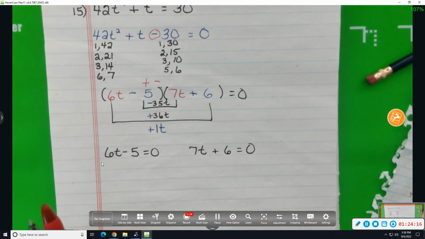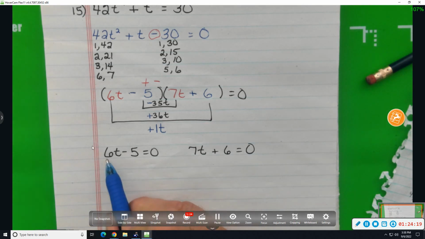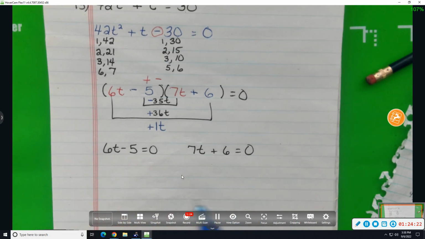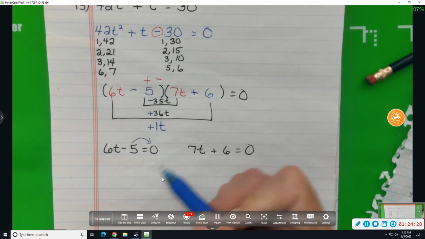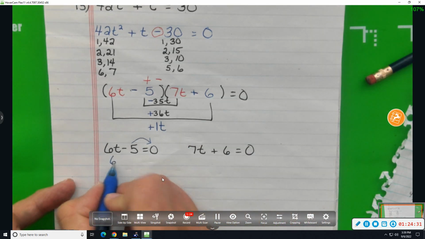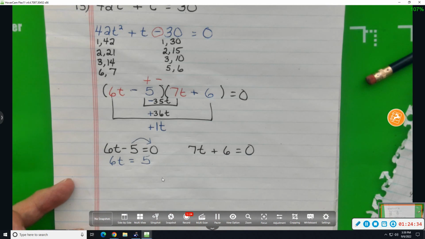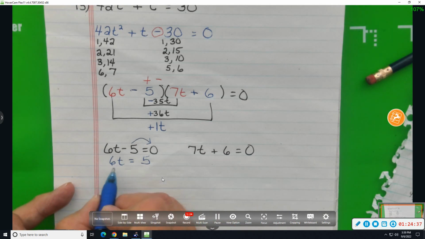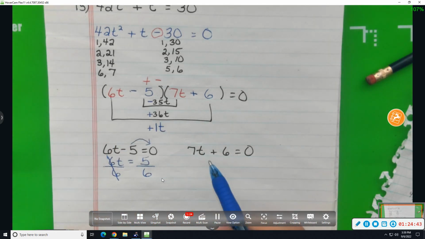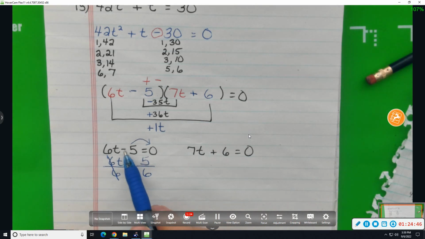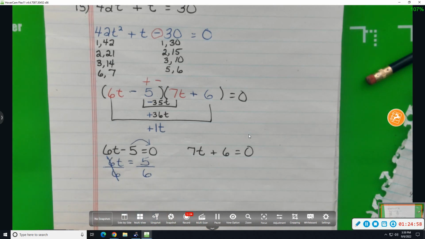And y'all tell me, for this equation here, what are we going to do first? 6t minus 5. We put the one that doesn't have a variable on the other side. Okay, so move the 5 over. So that'll be 6t equals positive 5. You're doing the opposite operation beginning with addition and subtraction. The opposite of subtracting 5 is adding 5. That's what puts the positive 5 over there. The opposite of multiplying by 6 is dividing by 6.